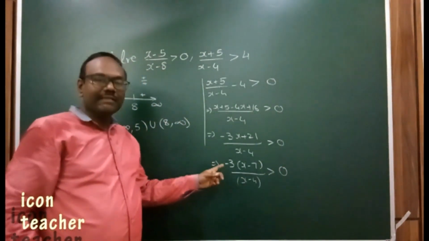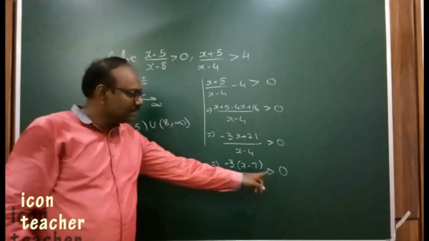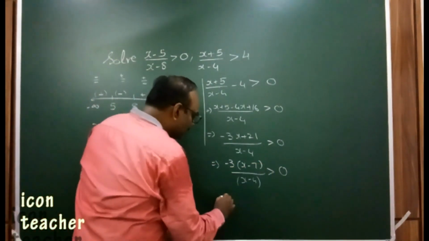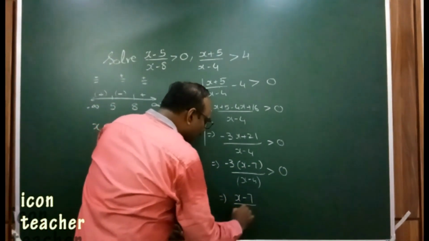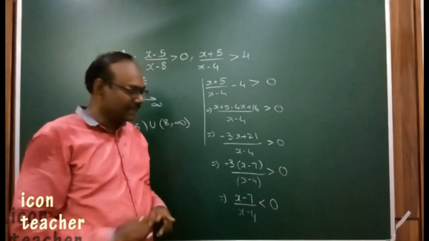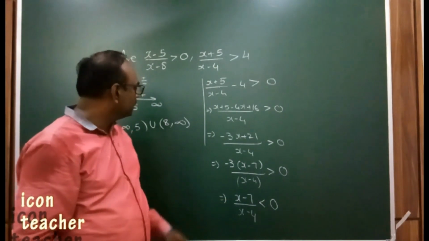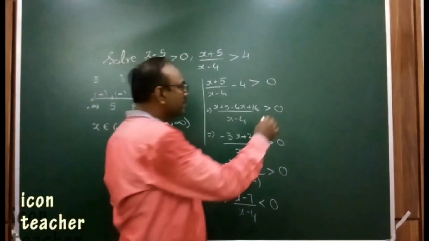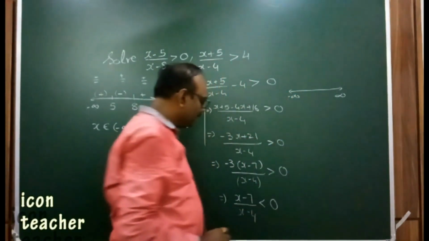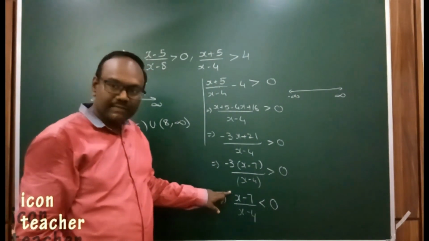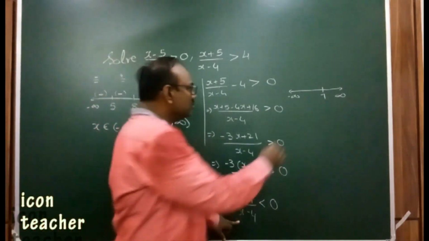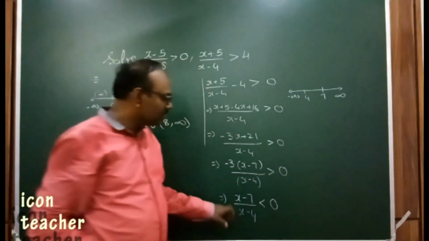Now as we know, when we divide both sides by a negative number, the inequality symbol changes, so the greater than symbol becomes less than on dividing both sides by minus 3. So we get (x minus 7) by (x minus 4) is less than 0. Now let us see how to find the solution using the same number line method. We draw a number line from minus infinity to infinity, and on equating x minus 7 to 0 we get x equal to 7, and on equating x minus 4 to 0 we get x equal to 4. Now let's try to find the solution for this.